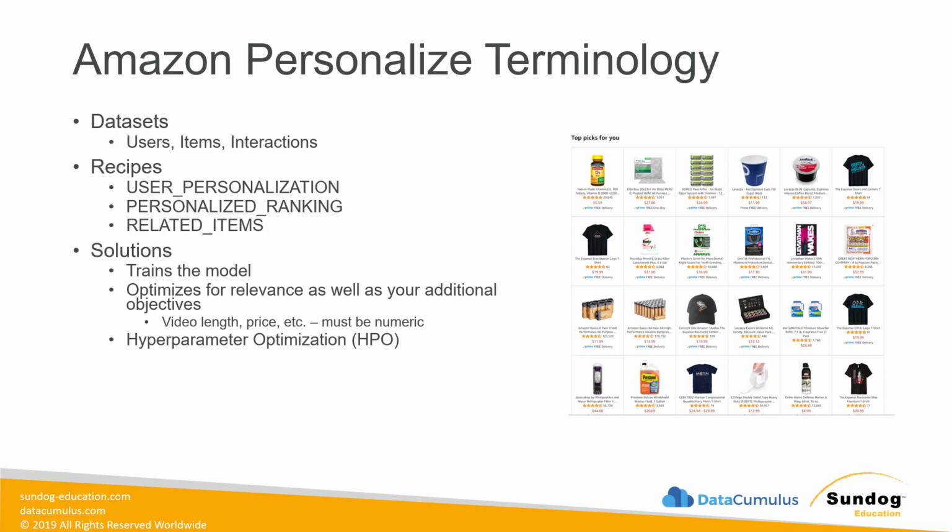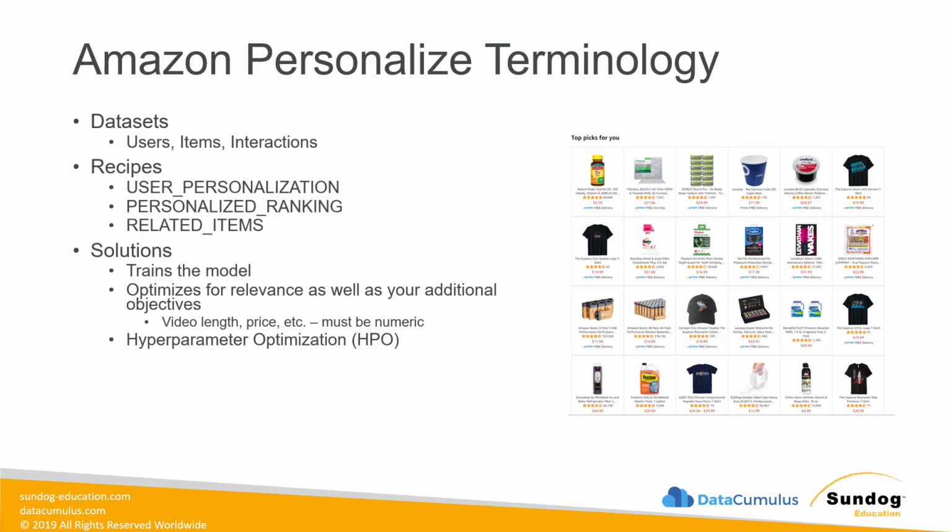Another concept is what we call solutions. So think of this as the model that's under the hood in Amazon Personalize. The solution is responsible for actually training the model given the data that you provided to it. And while you're at it, there's a bunch of things you can do. You can actually tell it to optimize not only for relevance, but as well as additional objectives that you might have.